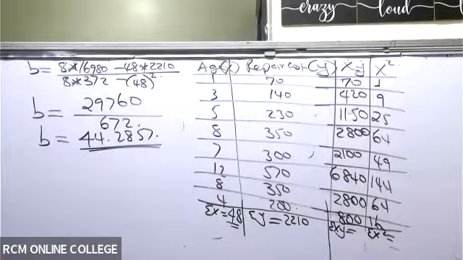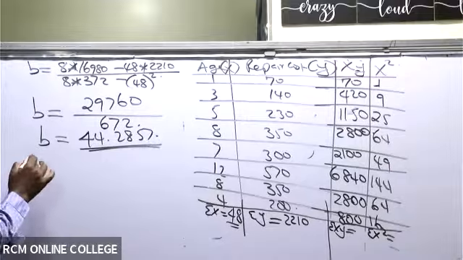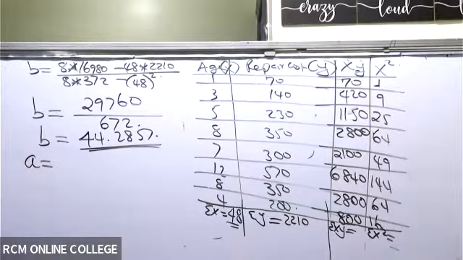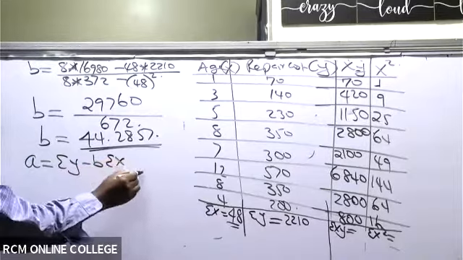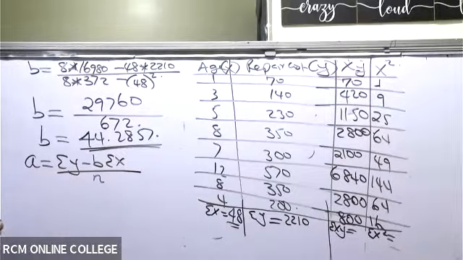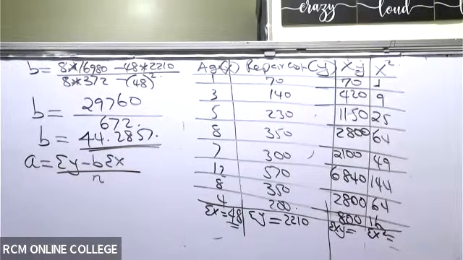Once you get the value of B, getting A is as easy as a walk in the park. So to get A, we normally take summation of Y minus B times summation of X, divided by N.